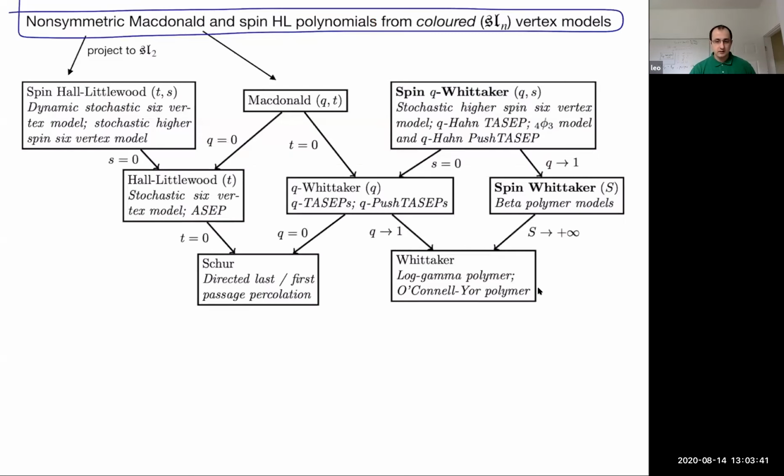Anyway, I'm going to show you this table of different families of symmetric functions, which all can be traced to integrable vertex models, including McDonald polynomials and everything that is obtained from McDonald by degeneration. And also, there are some other new families of symmetric functions that are discovered by looking at integrable vertex models.